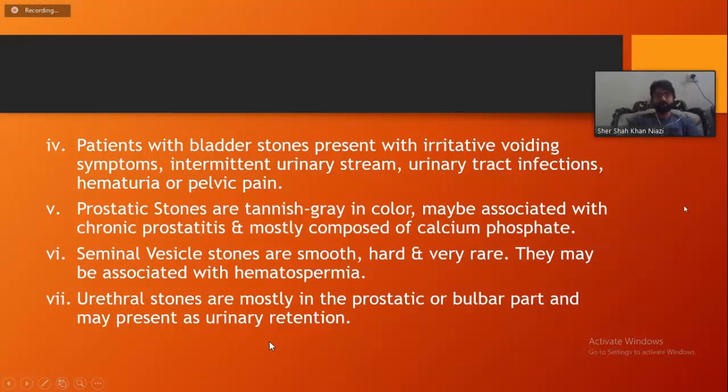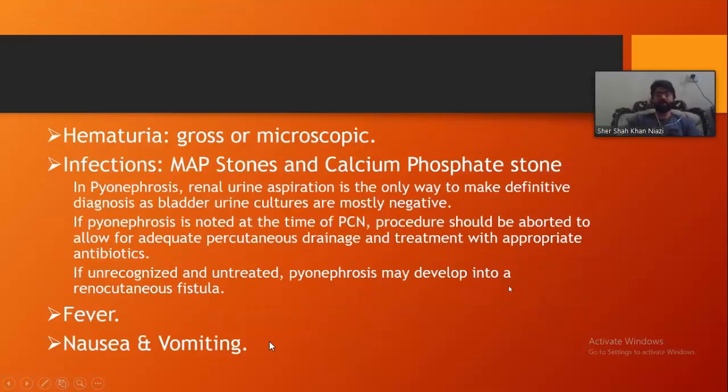We can have gross or microscopic hematuria. We can have infections. Now, as we already discussed, struvite stones and the calcium phosphate stones are both infectious stones. In pyonephrosis, renal urine aspiration is the only way to make a definite diagnosis, as bladder urine cultures in pyonephrosis are negative. So if you are doing PCN for pyonephrosis and you see there's pus, you should abort the procedure. You should do appropriate drainage and treat with appropriate antibiotics. If you are not able to recognize this pyonephrotic process, then it may develop into a very dangerous fistula. You can also have fever, nausea, and vomiting.